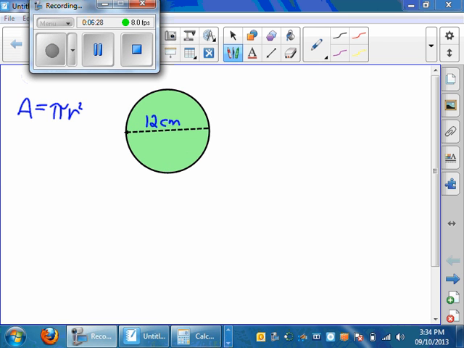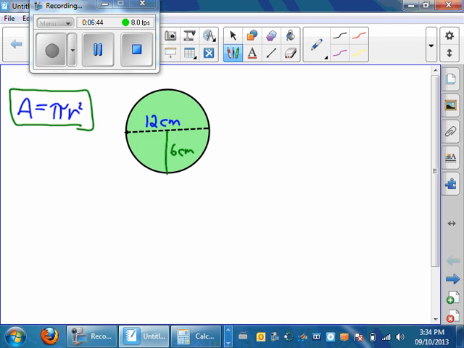All right, in this case, the diameter that is showing us is 12 centimeters, and we know that obviously half of that is going to be our radius. So our radius is going to be 6 centimeters. So what we're going to do is we're going to take our formula that we've got right here, area equals pi r squared, and we're just going to plug in the numbers. So we're going to say area equals 3.14 times r, which is 6 squared.